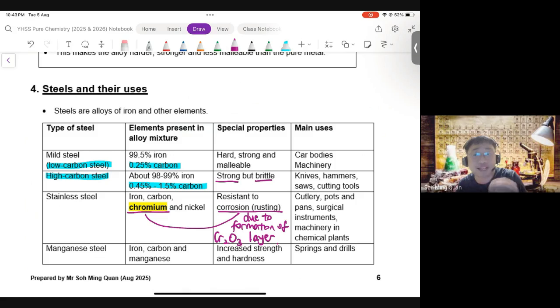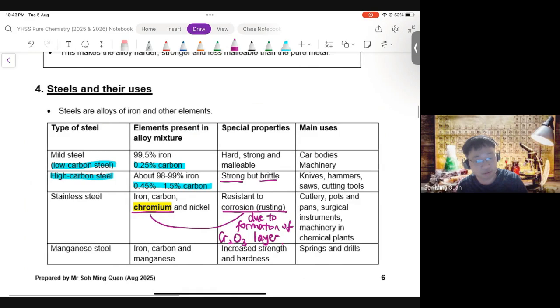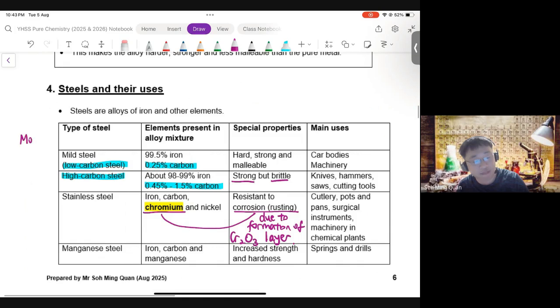So, what we notice is the addition of more carbon. So, more carbon, stronger, but also more brittle. So it's more vulnerable to breakage. Okay, so that's the idea behind the percentage of carbon and what properties the final steel alloy would have.